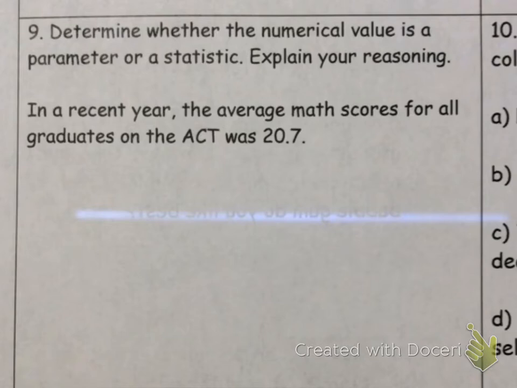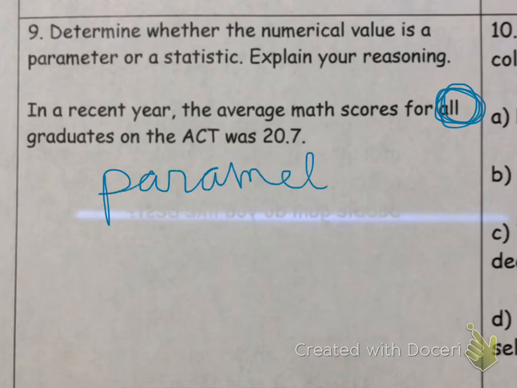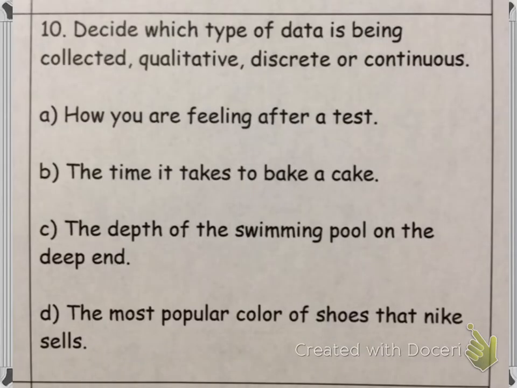Number 9, determine whether the numerical value is a parameter or a statistic. Explain your reasoning. So again, same thing as the last question. In a recent year, the average math score for all graduates on the ACT was 20.7. All means that they took the entire population. Population means parameter. So this one is a parameter.